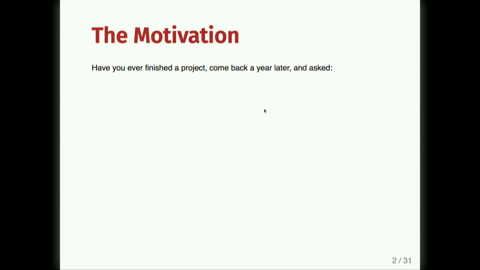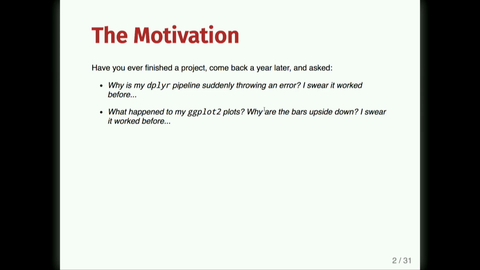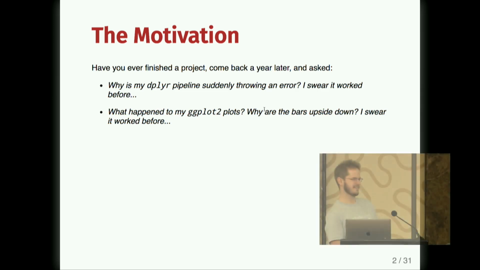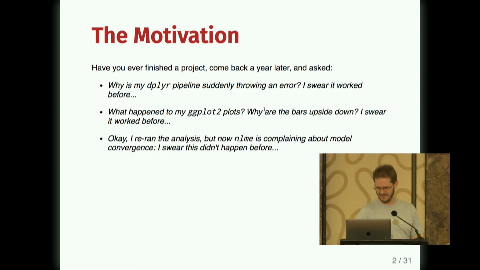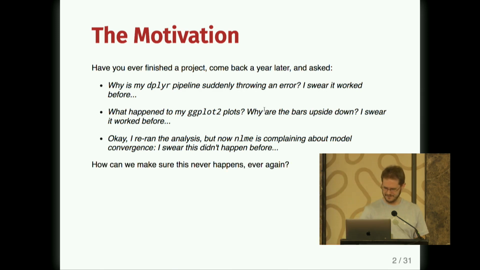Before I talk about renv, first I want to talk about the motivation and the problem that we're trying to solve. Have you ever finished a project, come back, say, a year later, and asked, why is my dplyr pipeline suddenly throwing an error? I swear it worked before. What happened to my ggplot2 plots? Why are the bars upside down? I swear that worked before. Okay, I reran my analysis, but now nlme is complaining about model convergence. I swear that worked before. And so my goal in renv is how can we make sure that this doesn't happen again?